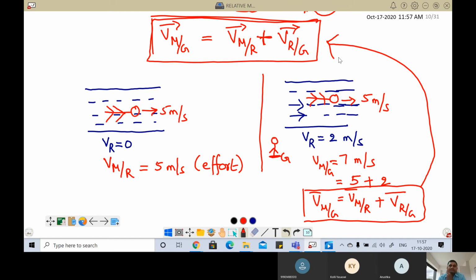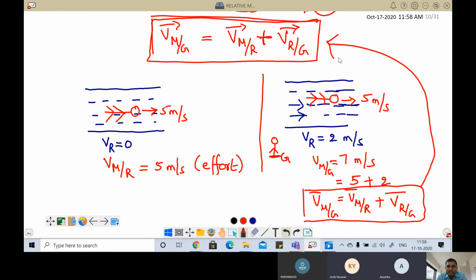First case, tell me. What are these 3 terms? Velocity of man with respect to ground, velocity of man with respect to river, and velocity of river with respect to ground. So v of m with respect to g is velocity of man with respect to ground, m with respect to r is velocity of man with respect to river, and r with respect to g is velocity of river with respect to ground.